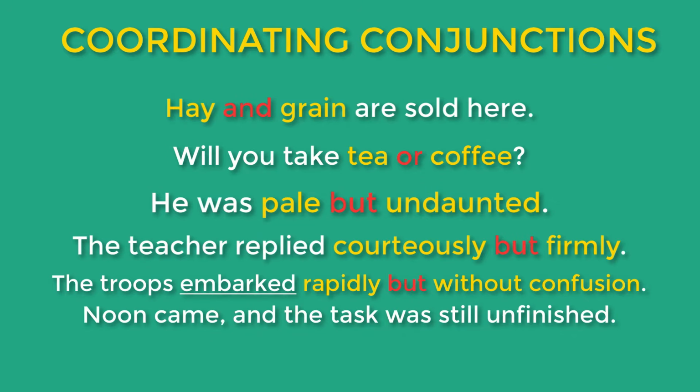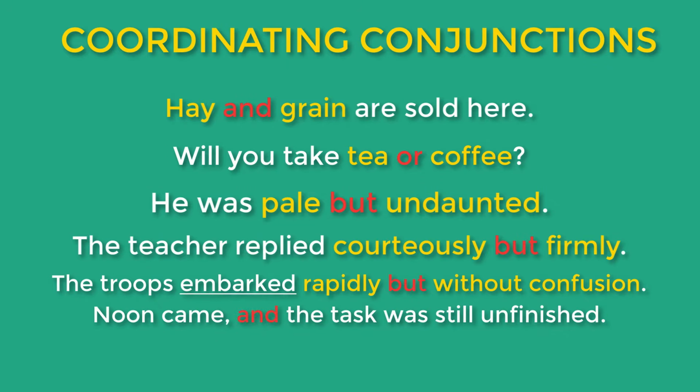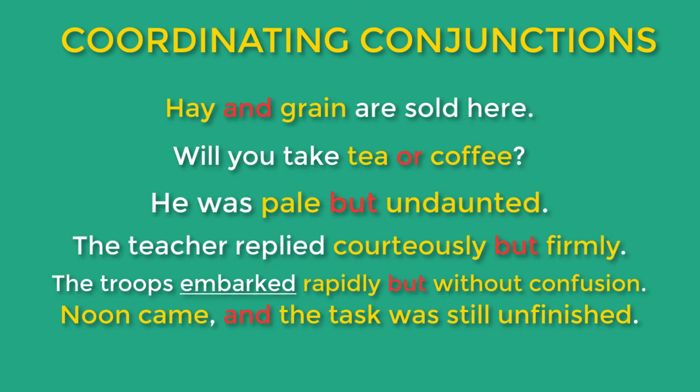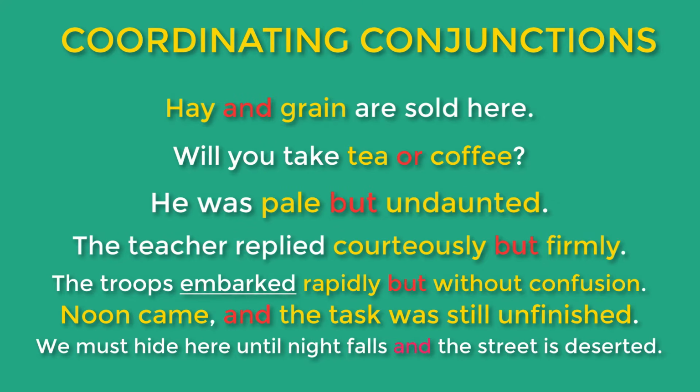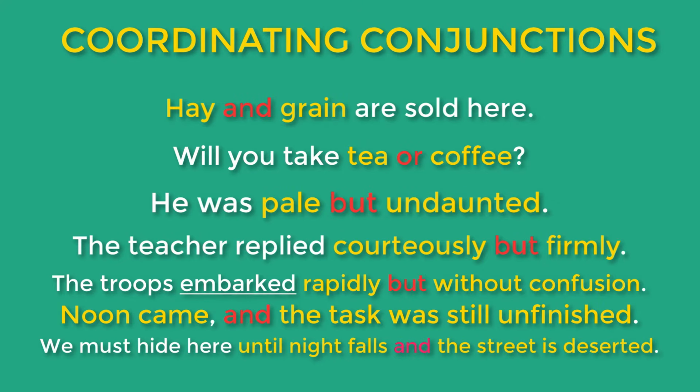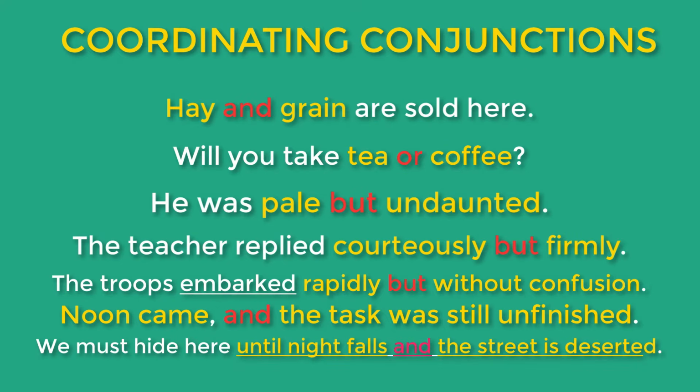In the 6th sentence, the conjunction and joins the 2 coordinate or independent clauses of a compound sentence. And in the 7th example, the conjunction and joins 2 coordinate clauses which, taken together, make up the subordinate clause until night falls and the street is deserted, which would make this clause a compound subordinate clause.